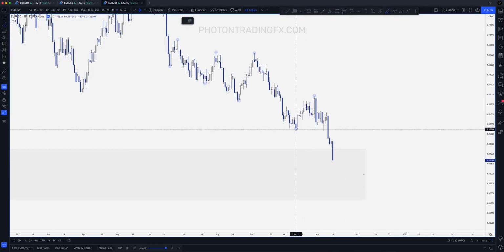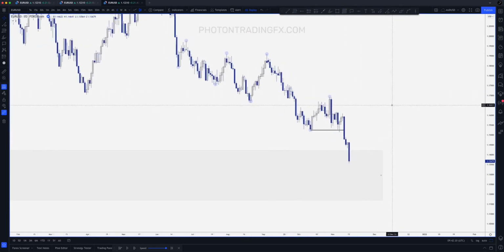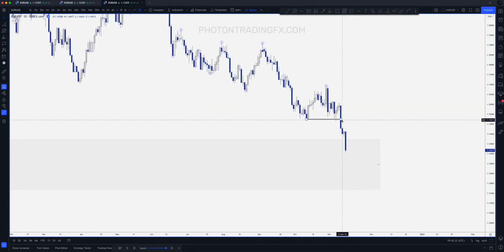So just going to mark that out as price eventually broke and closed below that daily low there to the downside. Okay, so similarly to the weekly chart, we've had a bearish break of structure. We expect a daily pullback after that break of structure. So what can we use?